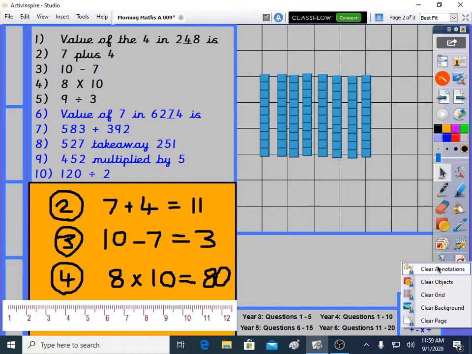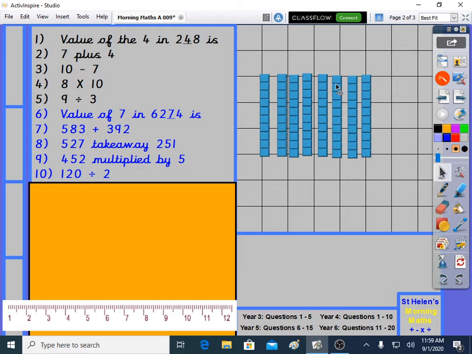Let's move on to question 5. Division. 9 divided by 3.